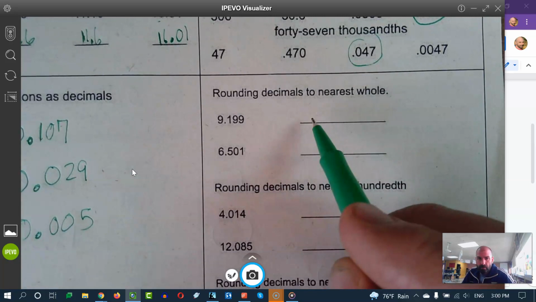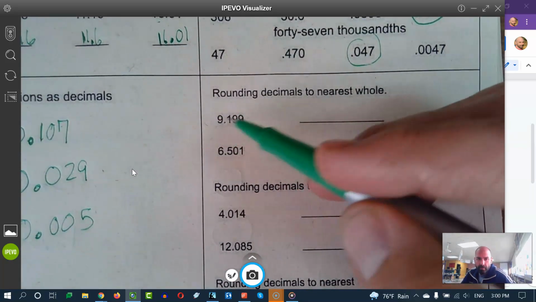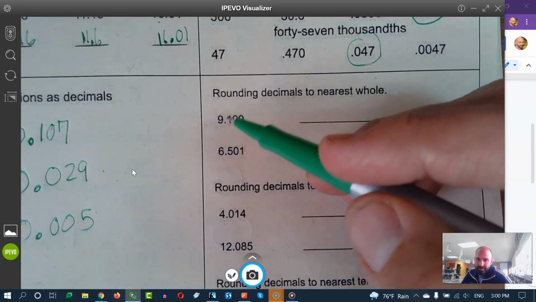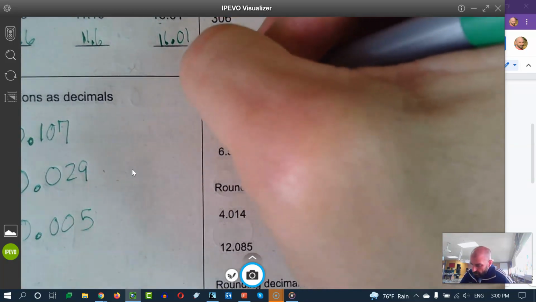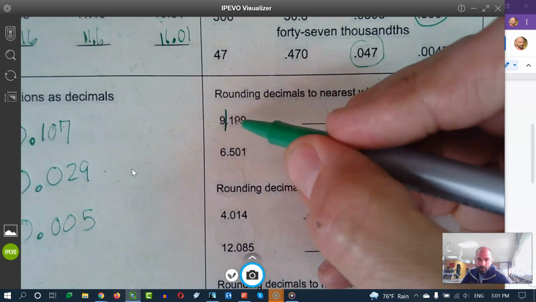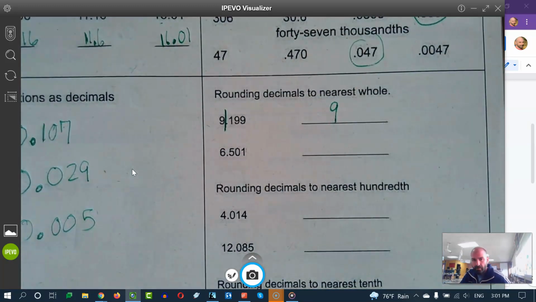All right, whole numbers. So whole numbers 1, 2, 3, 4, 5. This number, 9 and 199 thousandths, is in between 9 and 10. Which one is it closest to? 9. If I ever wanted to use the strategy that I showed in the video, I put my line at the place value I'm rounding to. I look to the right. I see that's a 1, so I keep it as it is, or round down.